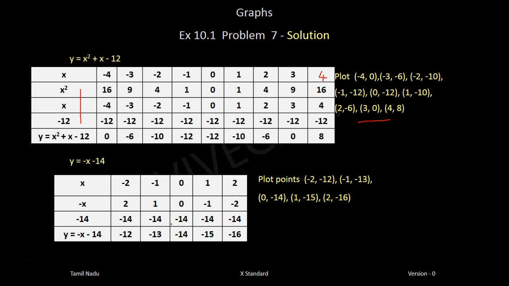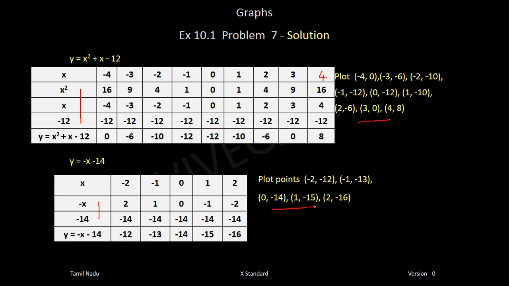Now minus 14 is there in all the places. So you want to find y equal to minus x minus 14, right? So you need to add these two. So 2 minus 14 is minus 12, 1 minus 14 is minus 13, 0 minus 14 is minus 14. It goes on like that. Okay, and you collect all the points: minus 2, minus 12; minus 1, minus 13; 0, minus 14, right? And you collect all the points and list them out. Now we have got the points for the straight line also.